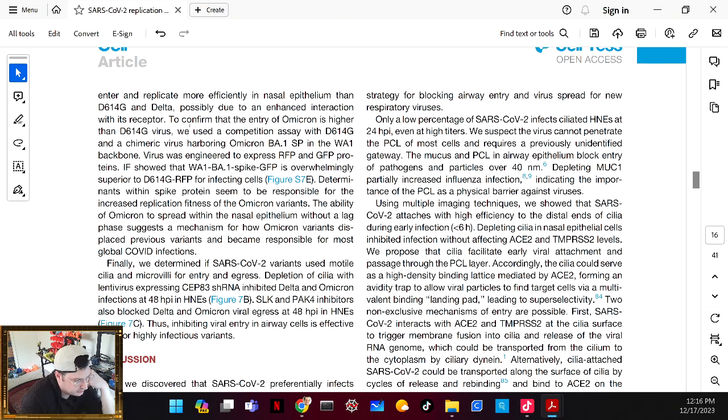And then they're just filling space. It's kind of weird, but they're saying a lot of stuff to essentially say that Omicron became more efficient at this process than Delta.